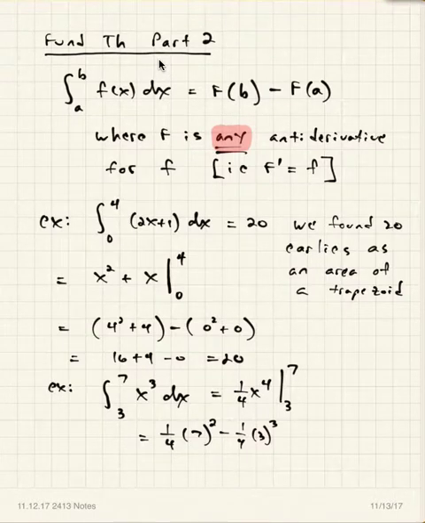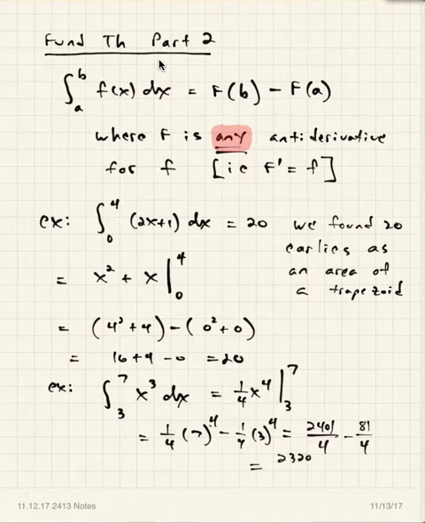And I don't know why I put the powers like that. These powers should both be 4th powers. I'm not really sure what I was doing there. So that's 4th powers like that. That looks better. And so that gives us 2,401 over 4 minus 81 over 4. And so that gives us 2,320 over 4, which actually reduces to 580. And so that would be the value of that definite integral.